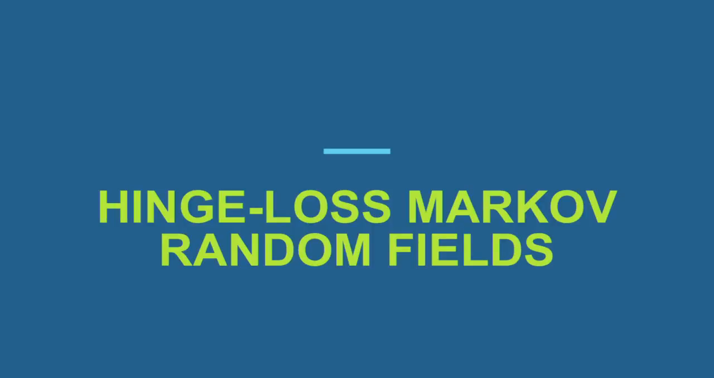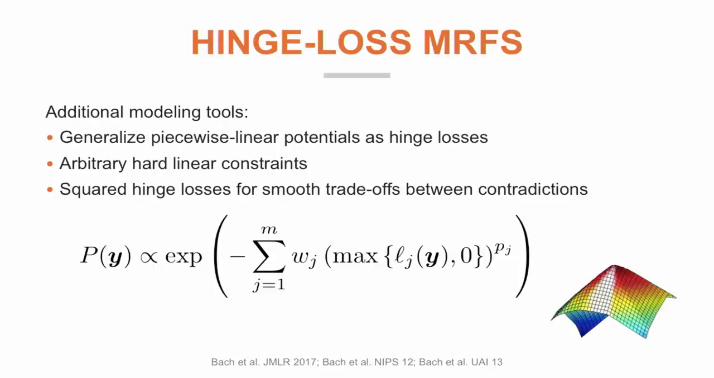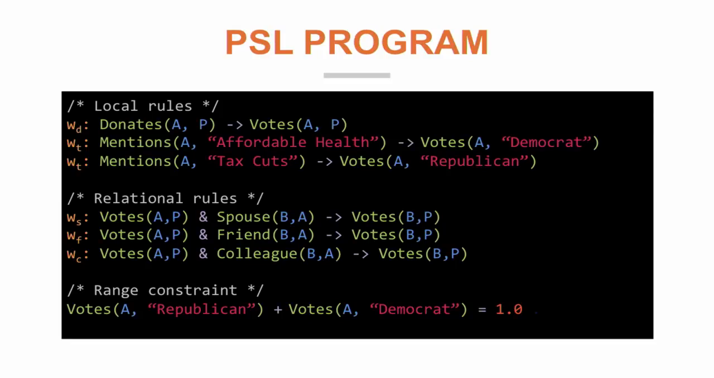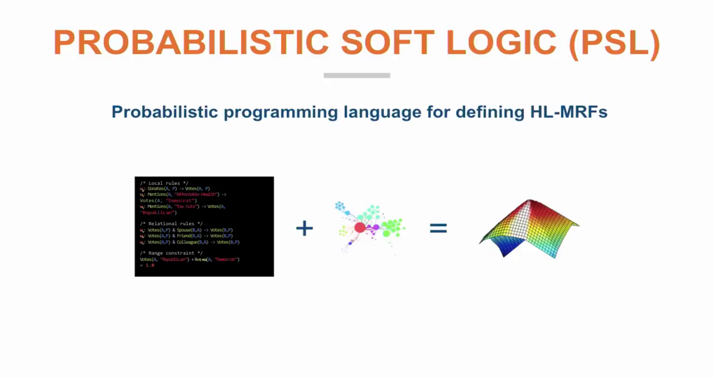But going beyond this, we introduced the notion of hinge-loss Markov random fields. Just add some bells and whistles to the language. Now we allow arbitrary linear potentials. We also allow hard constraints. We allow squared hinges. And the general form looks similar, but it's still convex. A PSL program looks something like this. So this is a program from the collective classification that I described earlier. And PSL essentially takes one of these programs, takes some input data, and defines a convex optimization.